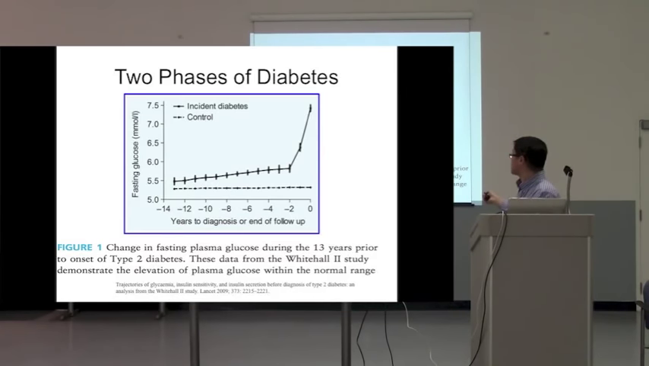If you look back from the time of diagnosis, you can see that there are two distinct phases of diabetes. There's the slow rise in the blood sugars, which corresponds to the increase in insulin resistance that develops. But then, just before the diagnosis, you get a very sudden spike up, which reflects the beta cell dysfunction, where the pancreas all of a sudden can't produce quite enough insulin, and the blood sugars really spike up. You have to understand what causes these two phases of diabetes in order to really reverse it.